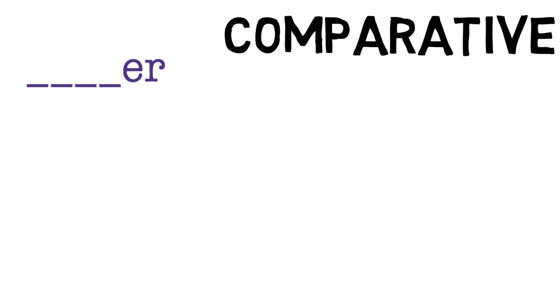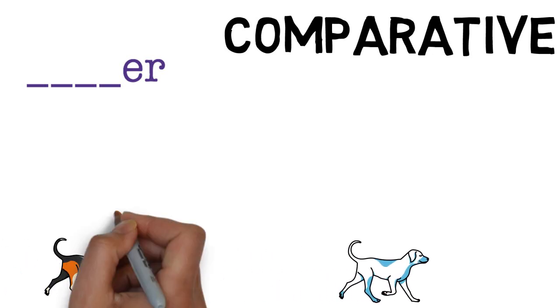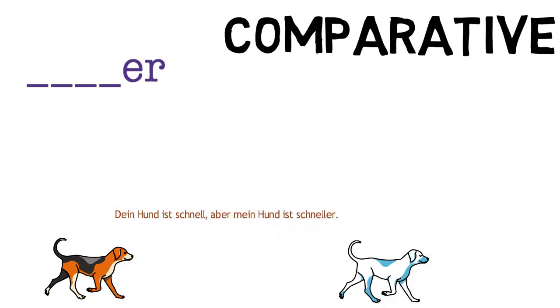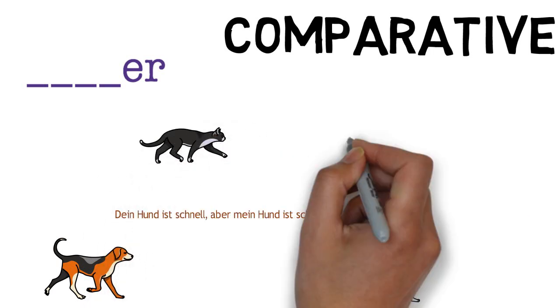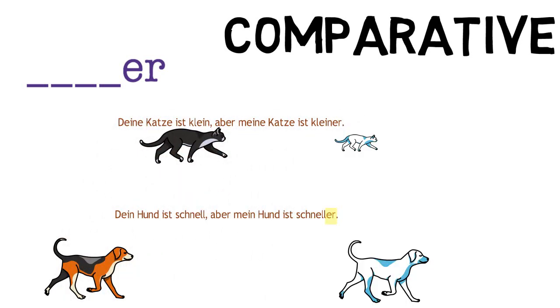Well, you'll use these when comparing two nouns. As in English, the basis for creating comparative adjectives is to add er to an adjective. For instance, you could say, Dein Hund ist schnell, aber mein Hund ist schneller. Or, Meine Katze ist klein, aber deine Katze ist kleiner. In both cases, er has been added to the end of the adjective to show the comparison.